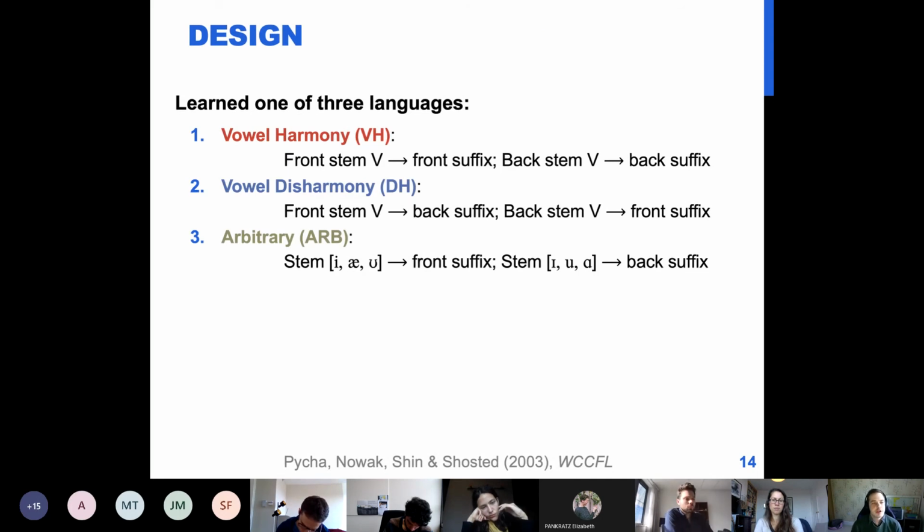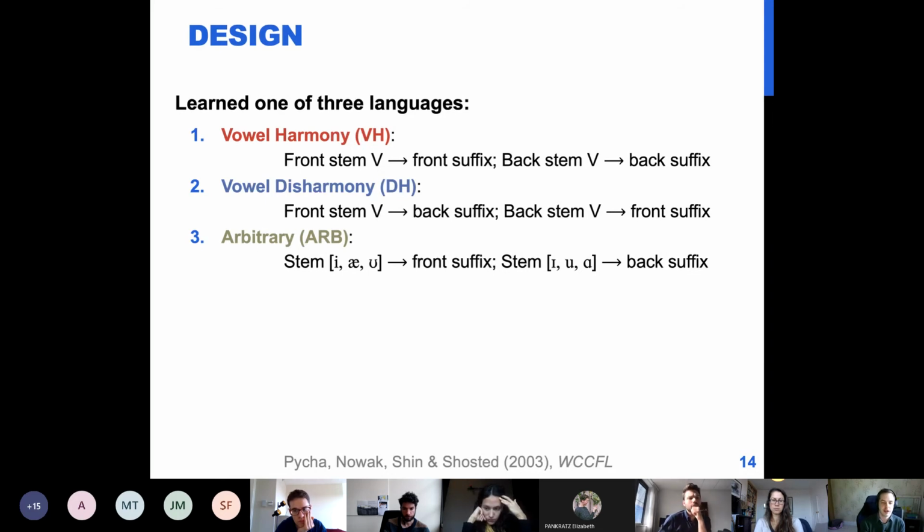So what they did was they taught people one of three languages, so they had three different groups of people. The first was a vowel harmony language. In this language, if the stem had a front vowel, then the suffix would have a front vowel. If the stem had a back vowel, then the suffix would have a back vowel. The second was a vowel disharmony language. In this case, if the stem had a front vowel, then the suffix would have a back vowel, so the opposite value. And if there was a back stem, then it would have a front suffix.